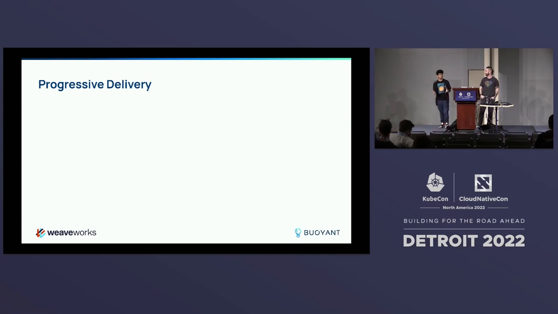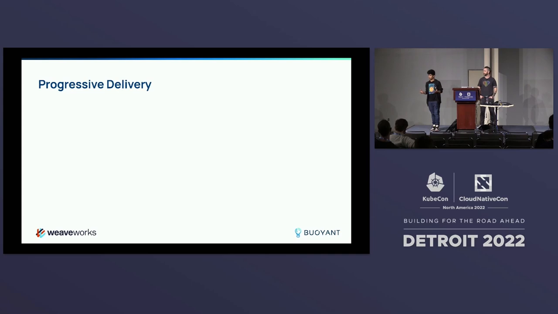So progressive delivery solves a very specific set of problems, and that problem is basically, how do you introduce new software versions into your cluster? How do you have a V1 of your application, and if you want to introduce a V2 of your application, how do you expose that V2 to your end users?